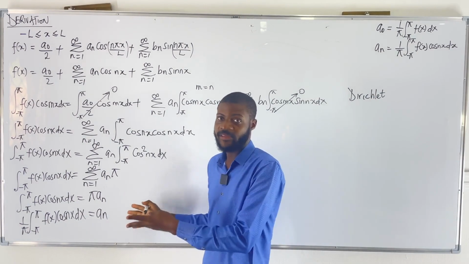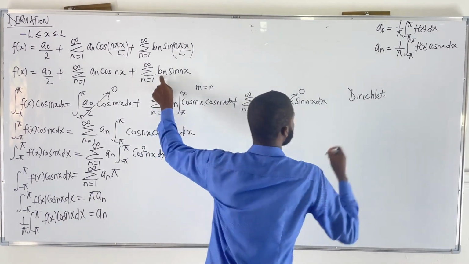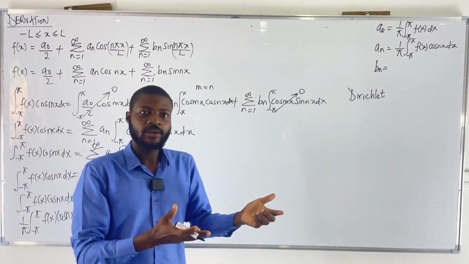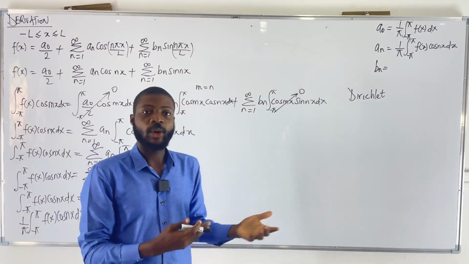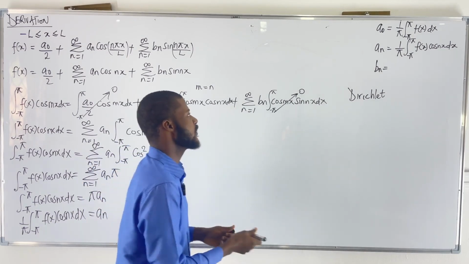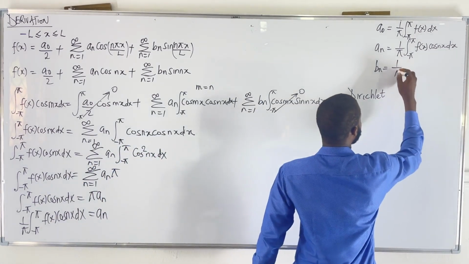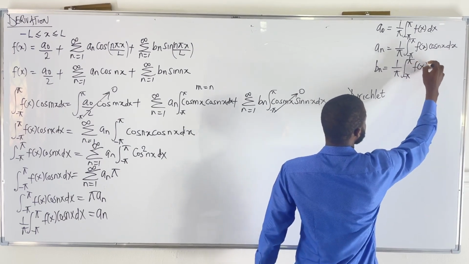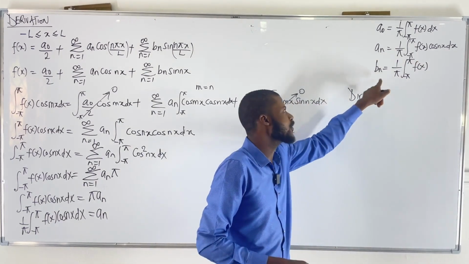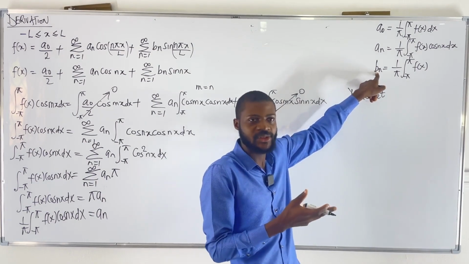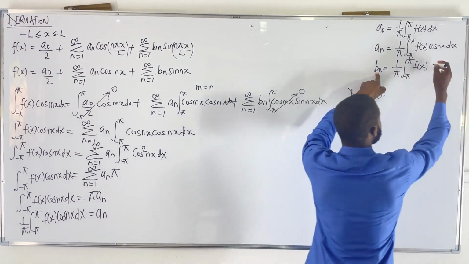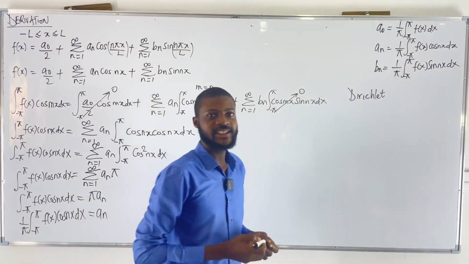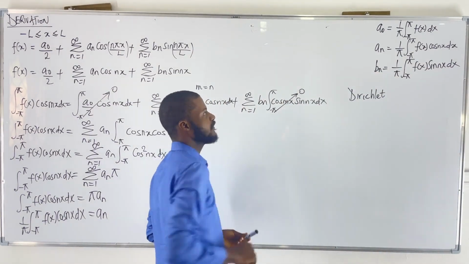Following the same thing, for me to get my b sub n, which represents the sine component, we're going to have 1 over pi times the integral from minus pi to pi of f of x. For me to know how much sine I have in my expression, I'm going to multiply by sine, so sine nx dx. And that, ladies and gentlemen, are the coefficients.